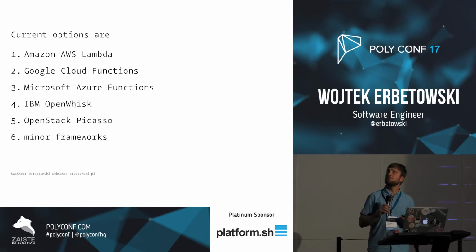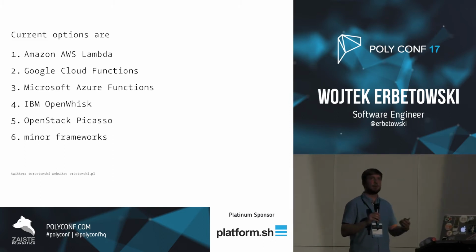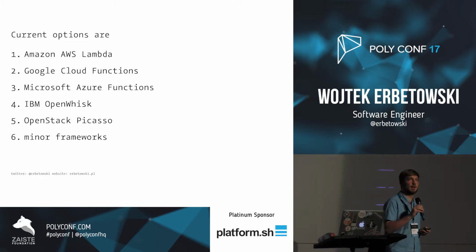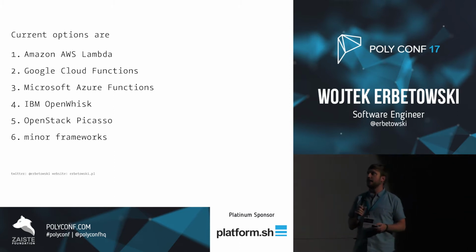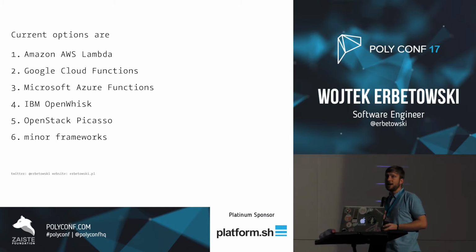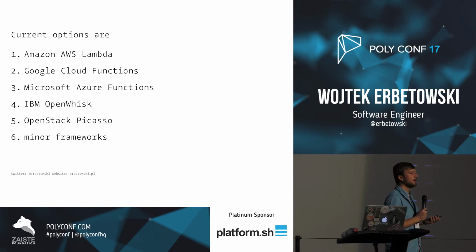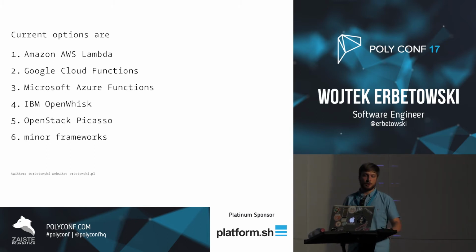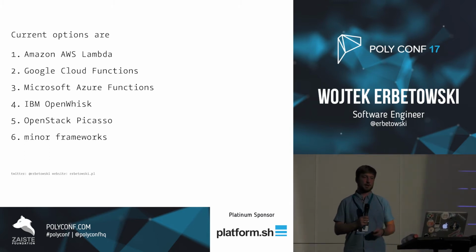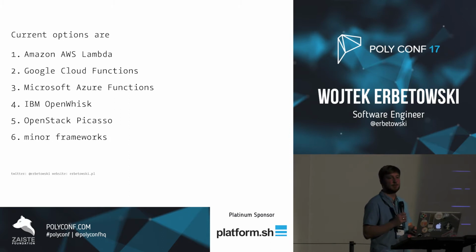And then one of the last ones is OpenStack Picasso. It's really good that someone implements something that is not platform specific, that you can just move around to your own cloud. But this is very early stage, I think, and still just good to play around with for now. And there are some minor frameworks that let you act as if you have serverless, but what you actually do is run Docker instances on Kubernetes and things like that. Which is actually a good idea. It's just you probably want to wait until these solutions are more mature.